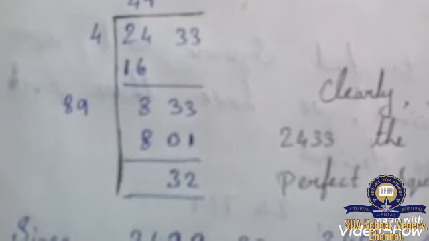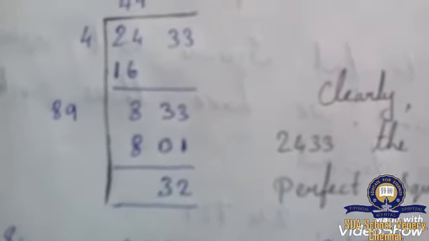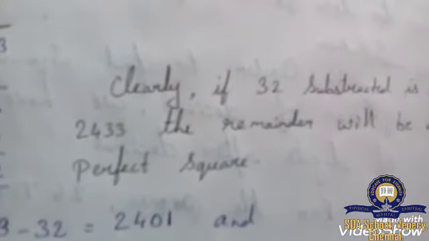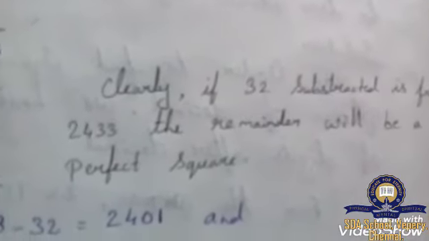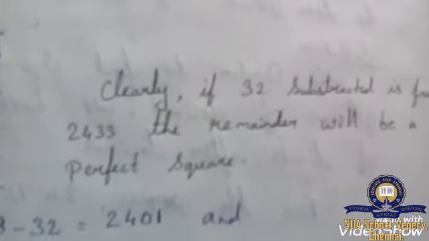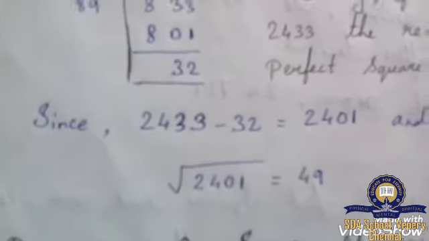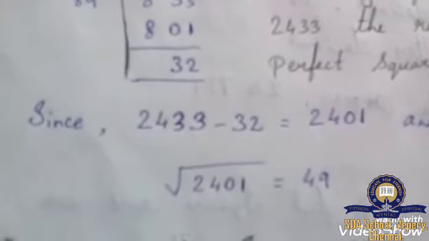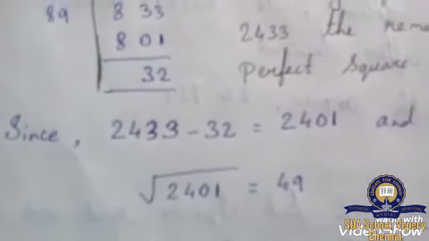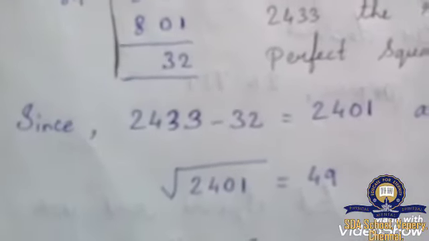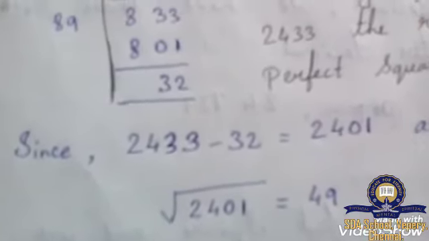Let's consider 24 32 as a pair. To solve this, let's take 4 into 4 is 16. So the balance is 8. When we double 4, we get 8. So 89 into 9, we get 801. When we subtract 833 minus 801, we get 32. From this, if 32 is subtracted from 2433, the remainder will be a perfect square. Let's check. 2433 minus 32, we get 2401, and we know that the root of 2401 is a perfect square, 49.